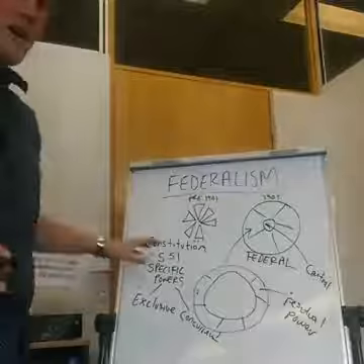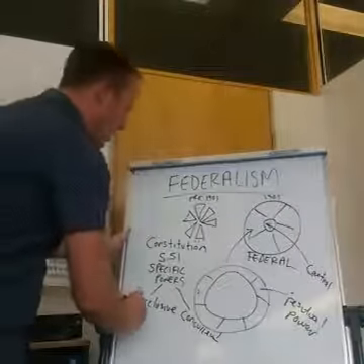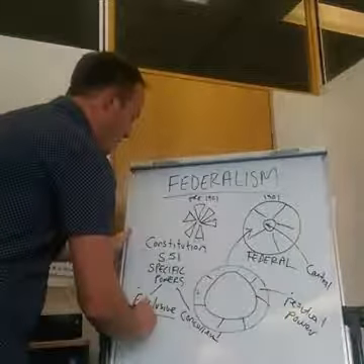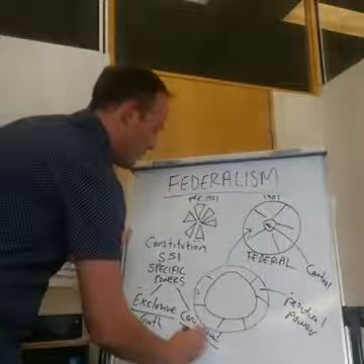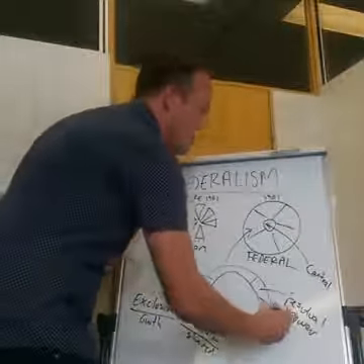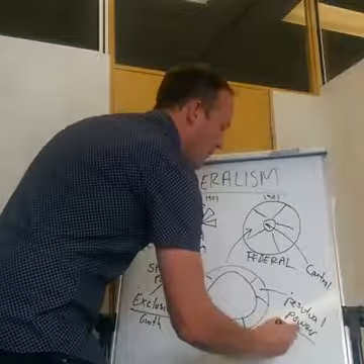So, we'll go over that again. Exclusive is only the Commonwealth. Concurrent is shared. And residual is the states.